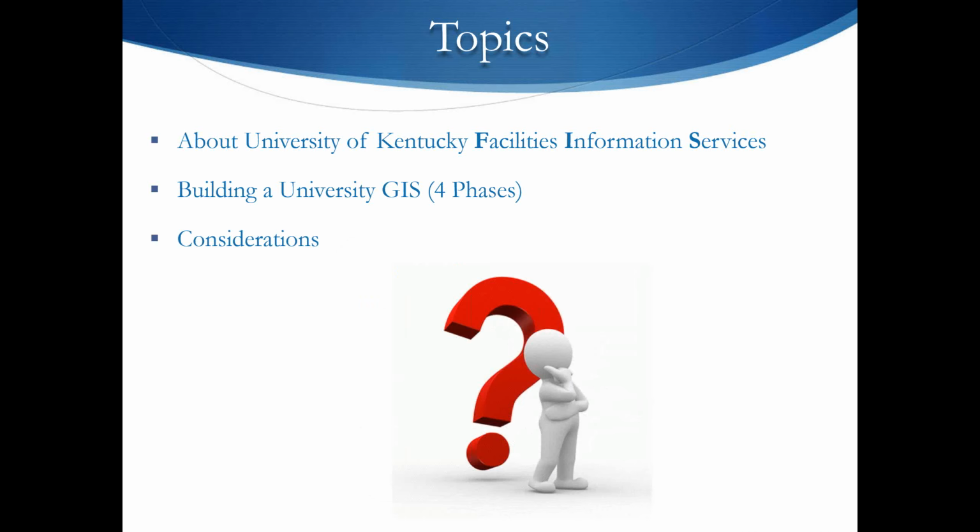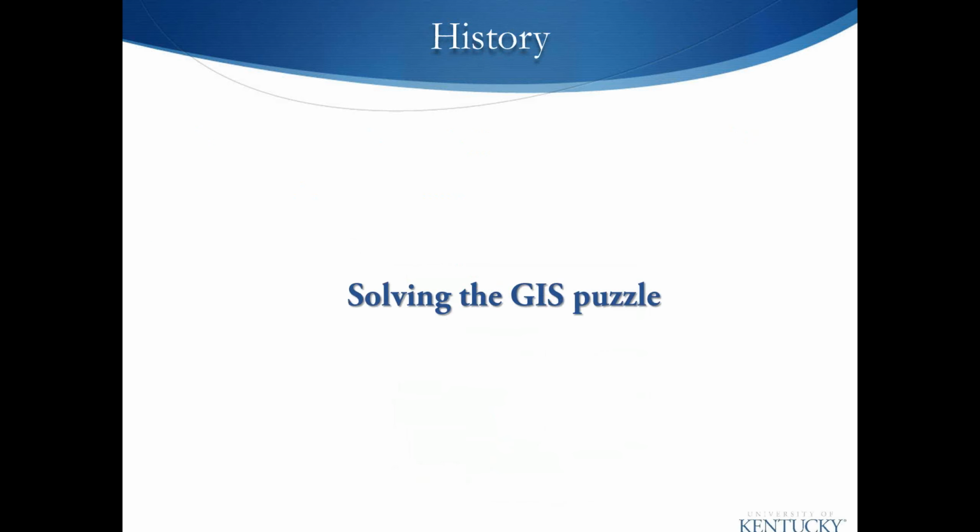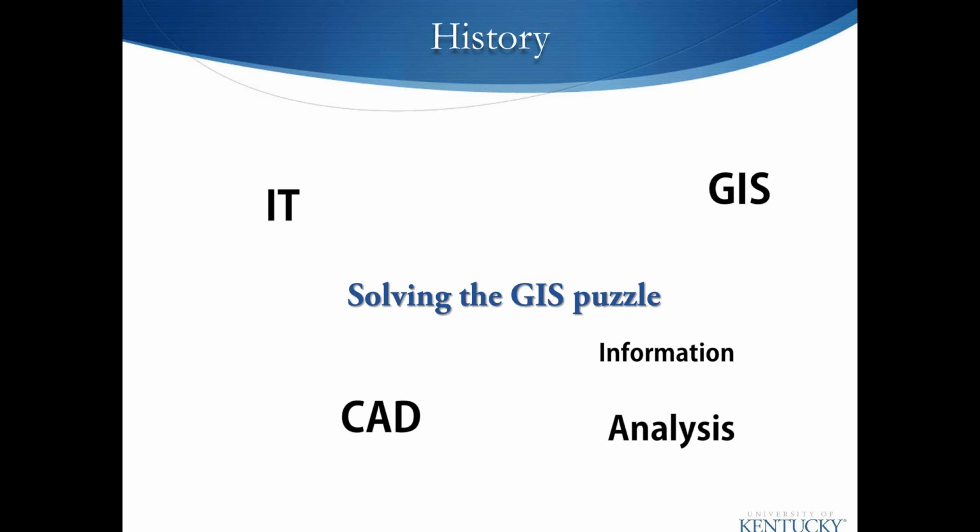So the first part is our history, and we'll talk about solving the GIS puzzle. There are several items to a university facilities, and these are key components to building a GIS. You have the GIS files and technology, the CAD, the IT, analysis, and the information that ties it all together.